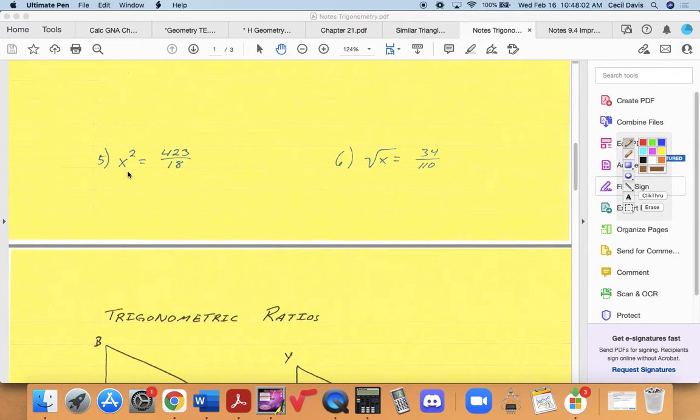Well, we could put it over 1 and cross multiply, but then you're going to just turn right back around and divide. I'm trying to get the x by itself. How do I get rid of the squared? Take the square root. And when we take the square root, you should always take both the positive and the negative square root. So when you have a squared term, you can get two different answers. Again, this is the exact answer, plus or minus the square root of 423 over 18.